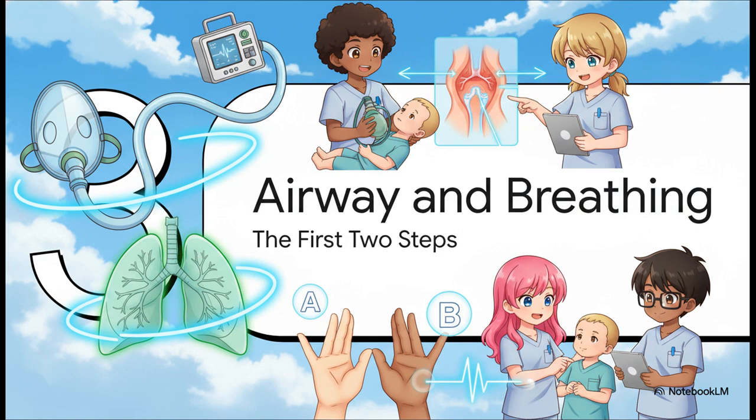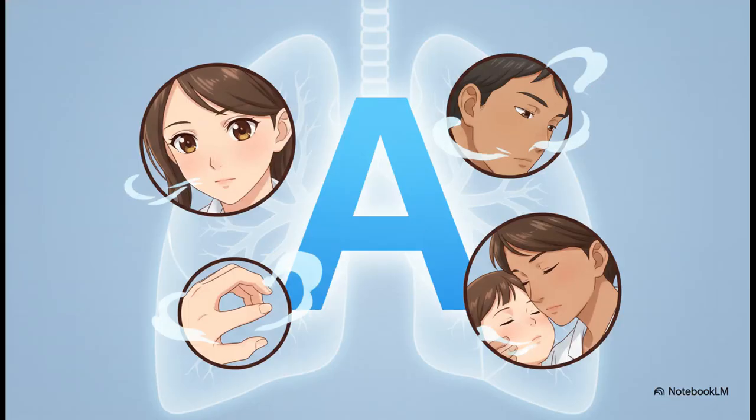Section 3 is all about the first two, and you could argue the most critical steps, airway and breathing. First up, A is for airway. The big question is simple. Is it open and clear? Medical teams will use the look, listen, and feel method. They're looking for the chest to rise and fall, listening for breath sounds, and feeling for air movement. Any weird sounds like snoring or a high-pitched noise called stridor are big red flags for a blockage.